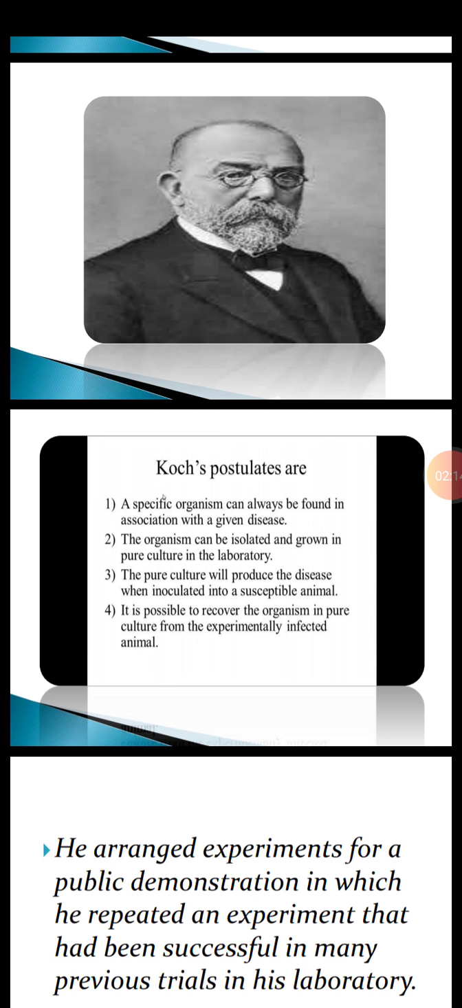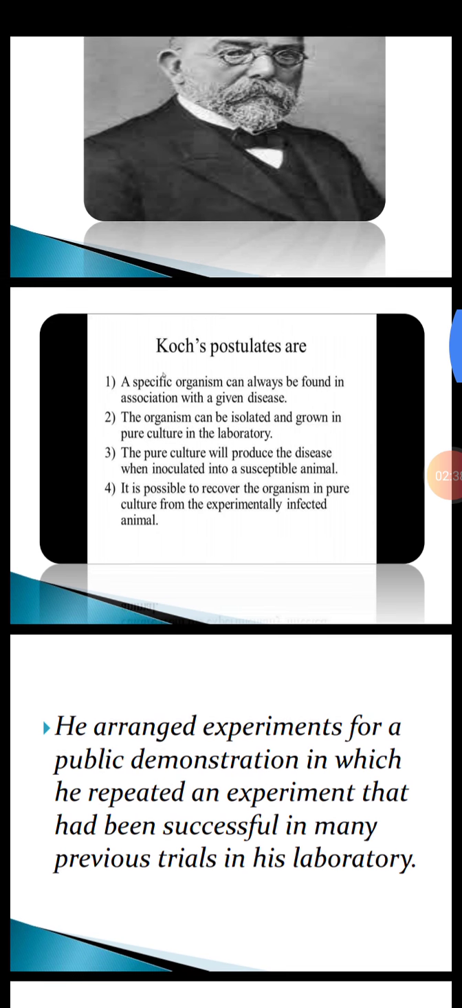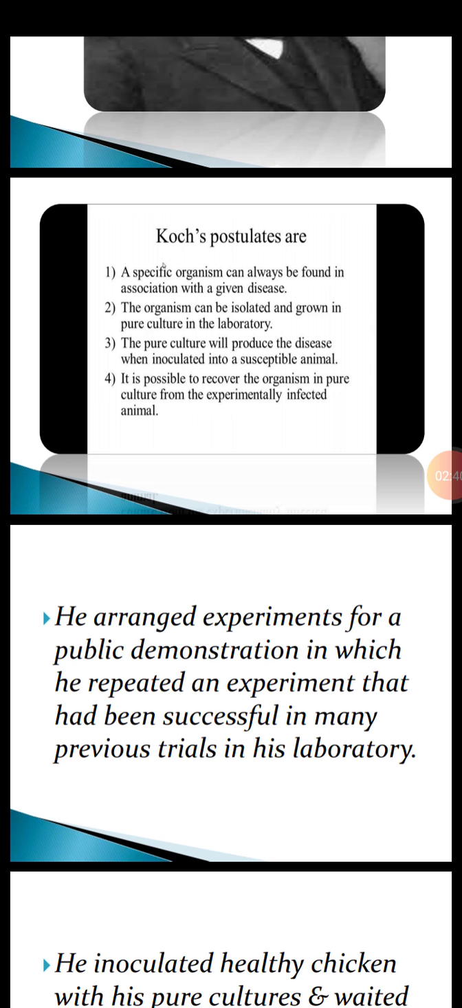The organism can be isolated and grown in pure culture artificially in the laboratory. The pure culture will produce the disease when inoculated or injected into an affected or susceptible animal. It is possible to recover the organism in pure culture from the experimentally infected animal. So these were the main points of Robert Koch about disease and its association with microorganisms.